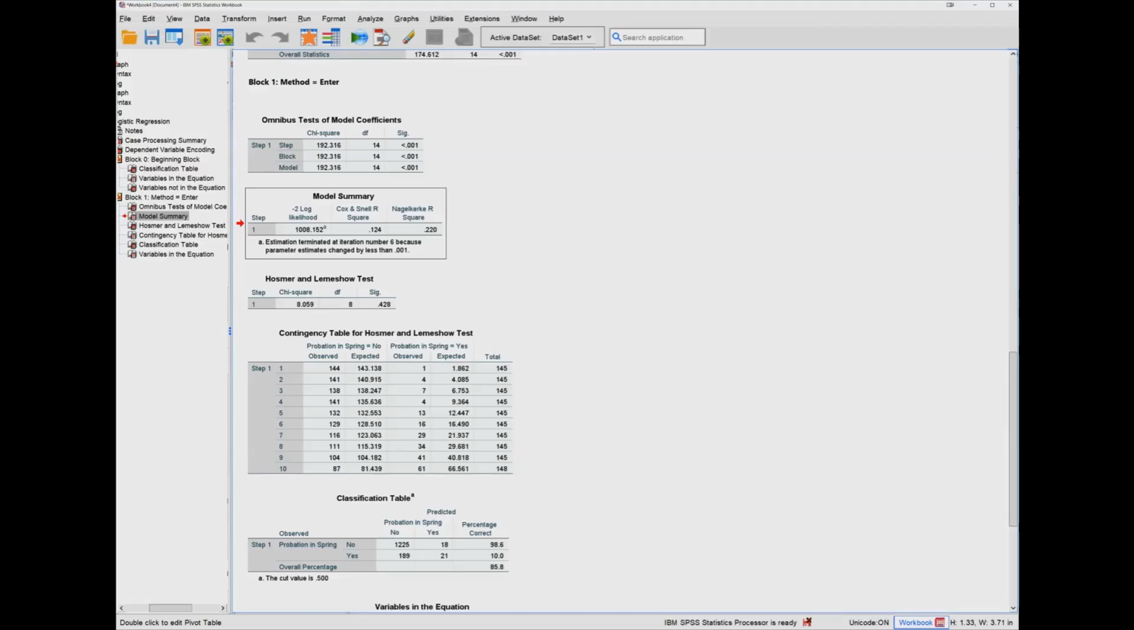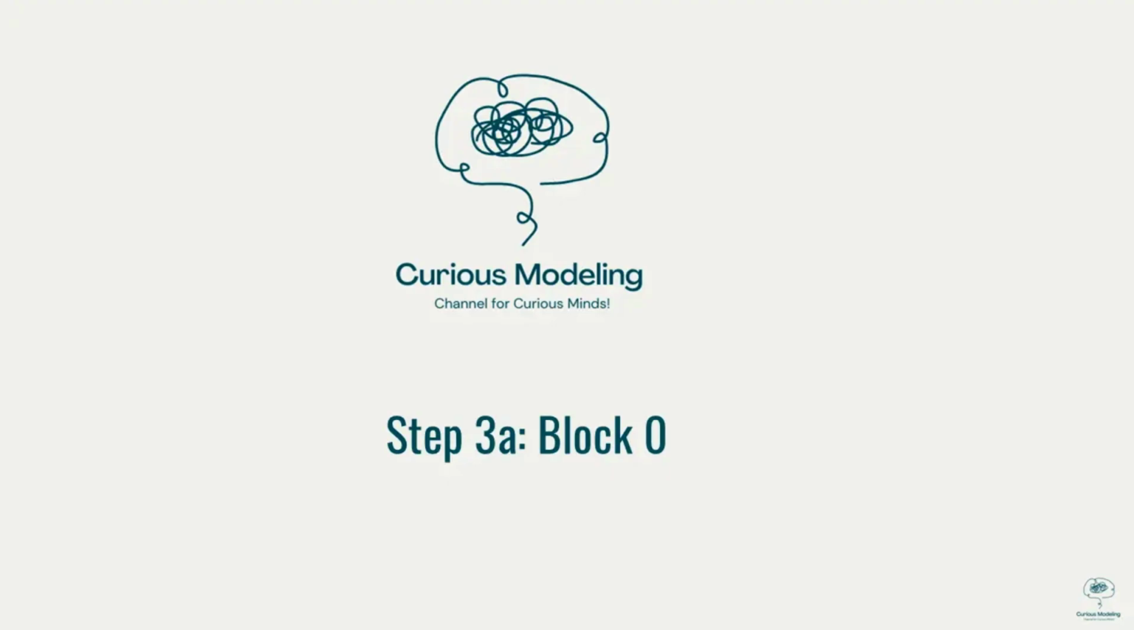So let's say your block zero model was right, let's say 80% of the time, just by guessing not on probation for everyone. After adding predictors in block one, you're now at 88% of the time. That's a big win. What you built is a model that actually helps you do better than blind guessing. So what block zero essentially is, it's a benchmark to show how well your model does compared to guessing based on the average. And it's used to calculate the model improvement statistic like the model chi-square. And it lets you see if your predictors are actually helping your model itself.